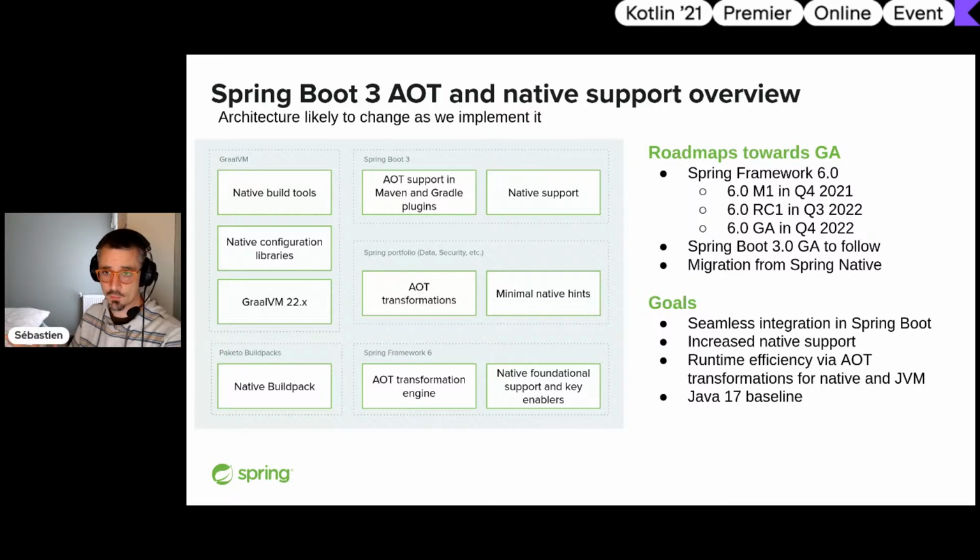So first, we have announced a roadmap towards Spring Framework 6 GA. So milestone 1 of Spring Framework is expected later this year. And the GA of Spring Framework 6 will be released Q4 2022 with Spring Boot 3 GA to follow a little bit after. And we will provide a migration path from using Spring Boot 2.x with Spring Native to Spring Boot 3. But really, this is going to use the same basis.